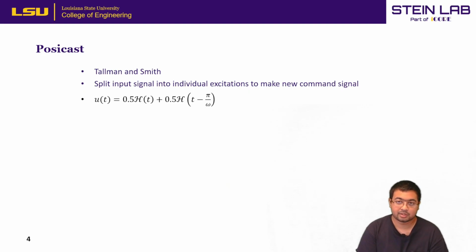The goal is to split the input signal into individual excitations to make a new command signal. As such, we'll see a staircase where a part of our signal begins at the start of the maneuver, and then we'll see the delayed response later. For a basic input shaper, we'll see half of our input signal occur at the beginning of the maneuver, and then the other half of our input signal appear at the latter end of the maneuver.